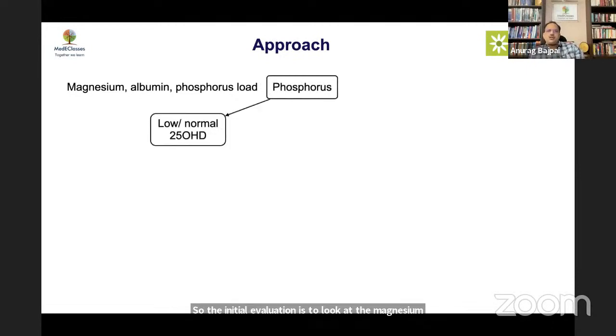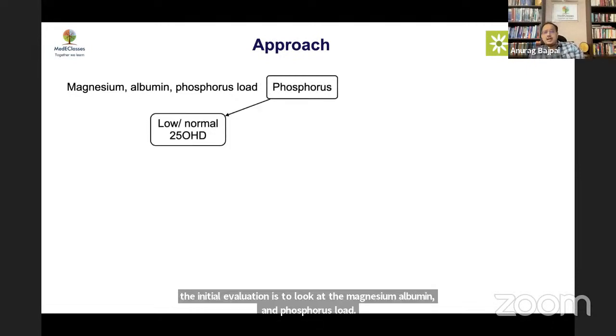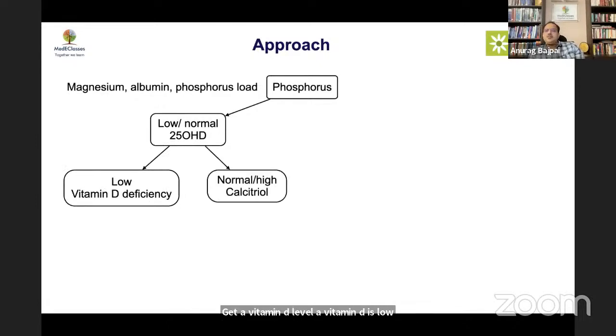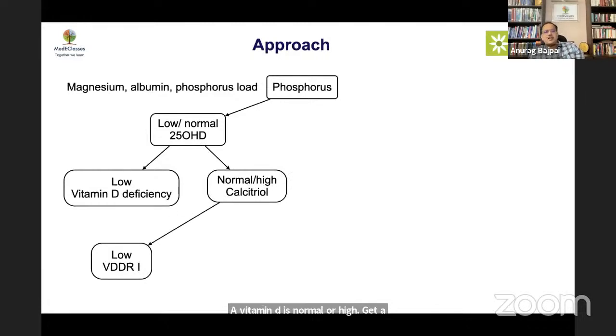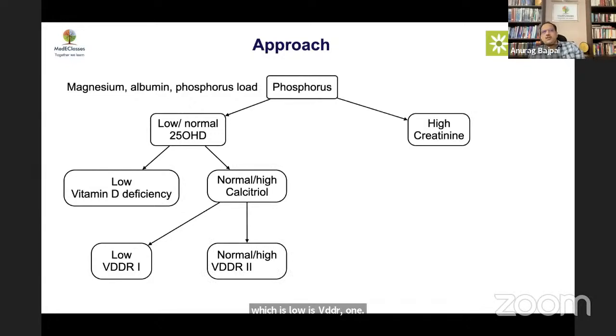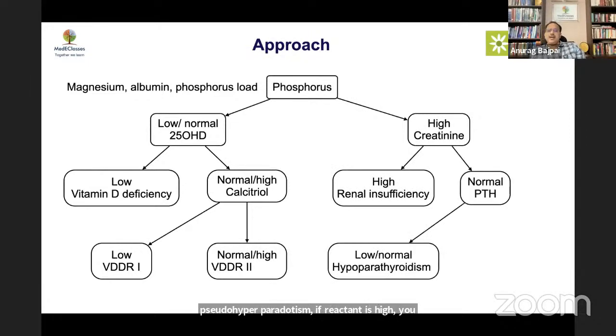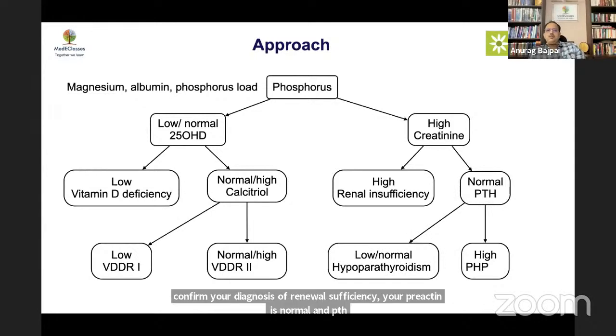If the phosphorus level is low or normal, get a vitamin D level. If vitamin D is low, this is vitamin D deficiency. If vitamin D is normal or high, get a calcitriol level, which is low in VDDR1. If it's high, it is VDDR2. While if your phosphorus is high, you're dealing either with renal failure or a possibility of a pseudohypoparathyroidism. If creatinine is high, you confirm your diagnosis of renal insufficiency. If creatinine is normal and PTH is low or normal, this is hypoparathyroidism. While if it's high, it is pseudohypoparathyroidism.